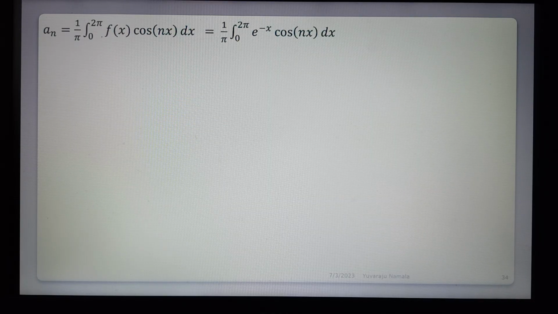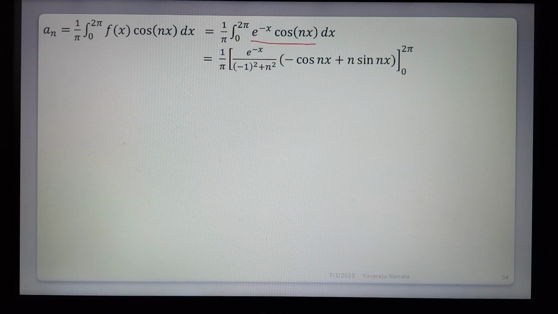So an is equal to 1 by pi into integration 0 to 2 pi f of x cos nx dx, is equal to 1 by pi into integration 0 to 2 pi e power minus x into cos nx dx. So now finding this integration by using the formula for e power ax into cos bx: e power minus x by a square plus b square, and a is equal to minus 1, so minus 1 square plus b square, that is n square, into a cos bx, that is minus 1 cos nx, plus b sin bx, and b is equal to n, into sin nx, with limits 0 to 2 pi.